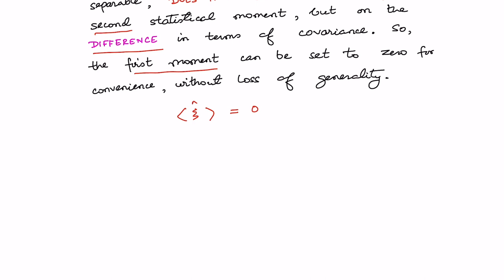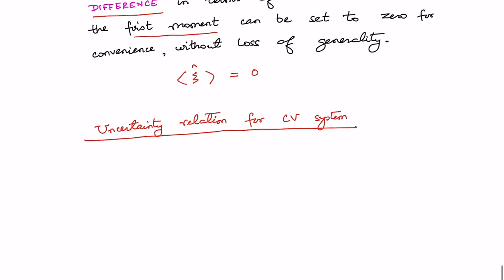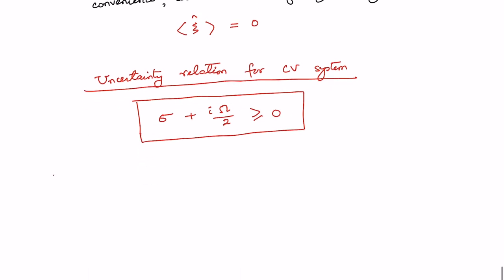Now let me write down the uncertainty relation for a continuous variable system in terms of our new language, the correlation matrix. This is written in this form: sigma plus i omega is greater than or equal to zero. Sigma is the correlation matrix. Omega is the symplectic matrix that I already discussed earlier. So now you see that guy appearing here. This is the uncertainty relation. Let me give you the proof.